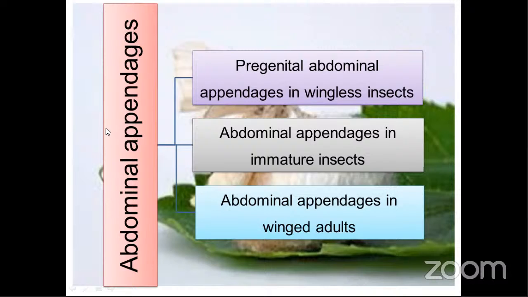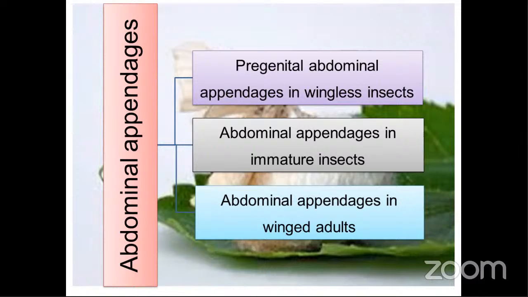Abdominal appendages. In insects there are 7 to 11 abdominal segments. But in Collembola, the springtails and snowflakes, only 6 abdominal segments are there. So this is the exceptional order. In the remaining insects, 7 to 11 abdominal segments are there. Abdominal appendages mean external outgrowths which are visible to our eyes.